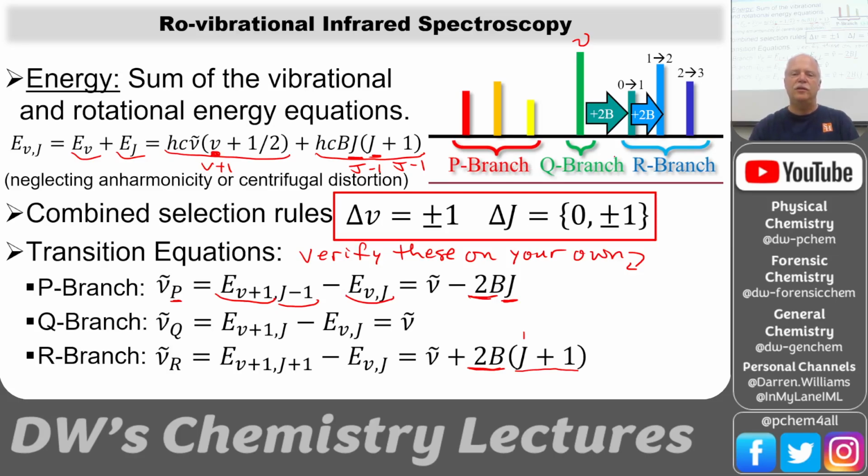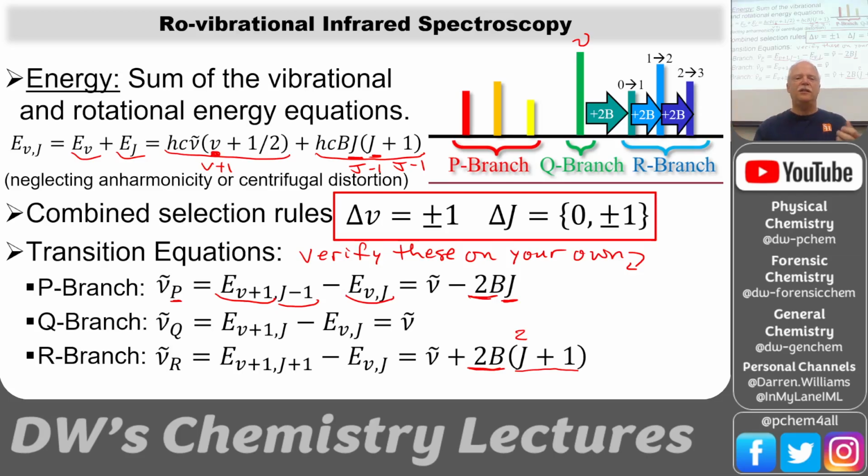What about this one, the 2 to 3? So if I put a 2 in here, 2 plus 1 is 3. 3 times 2 is 6. So it's going to be 6B away from the vibrational frequency. Well, that's 3 units of 2B. So that's going to be another 2B away from the previous line. So you can see every one of those spectral lines is separated by 2 units of the rotational constant.